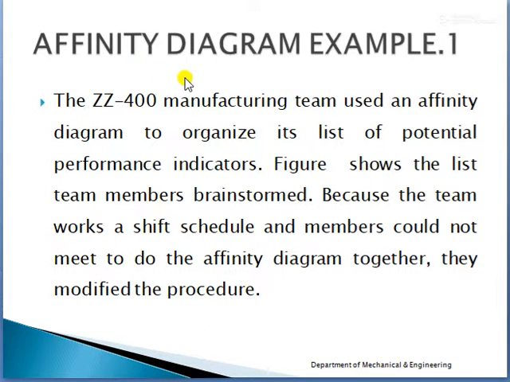We'll see the affinity diagram, that is example 1. The ZZ400 manufacturing team used an affinity diagram to organize its list of potential performance indicators. The figure shows the list team members brainstormed. Because the team works a shift schedule and members could not meet to do the affinity diagram together, they modified the procedure.